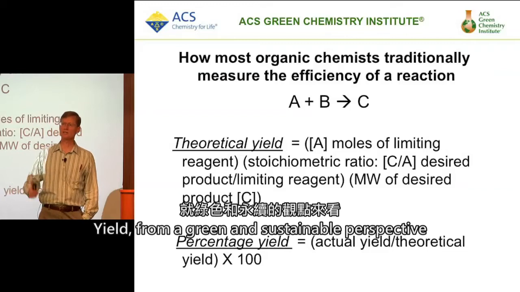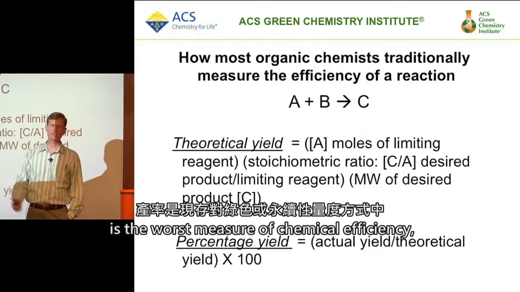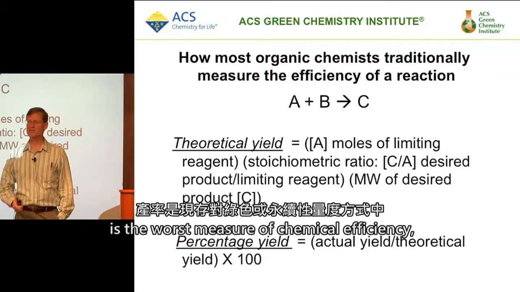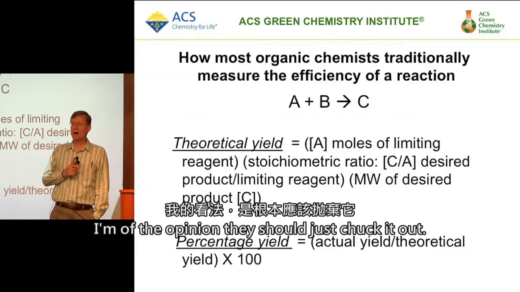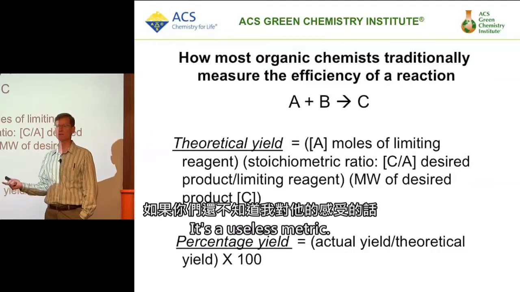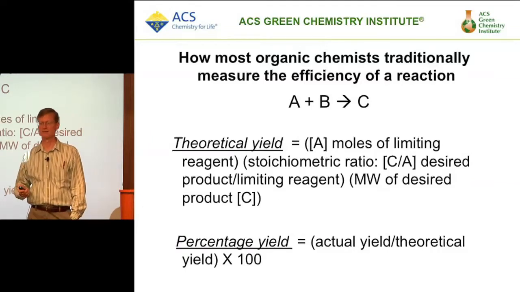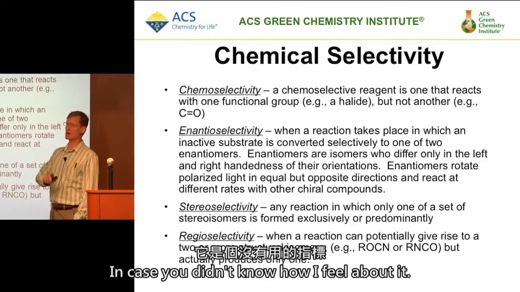Yield, from a green and sustainable perspective, is the worst measure of chemical efficiency or greenness or sustainability that exists. I'm of the opinion they should just chuck it out. It's a useless metric. So in case you didn't know how I feel about it.